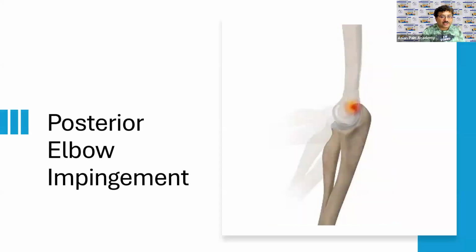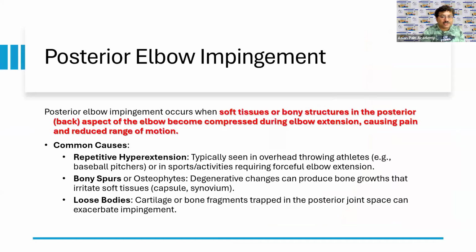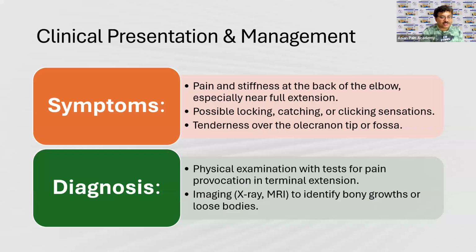Another pathology is posterior elbow impingement, where soft tissues or bony structures in the posterior aspect of the elbow become compressed during elbow extension, causing pain and reduced range of motion. It can be caused by repetitive hyperextension. Sometimes it can be caused by bony spurs or osteophytes, along with degenerative changes that produce bone growth and irritate the soft tissues, and there could be possible loose bodies at this point as well.